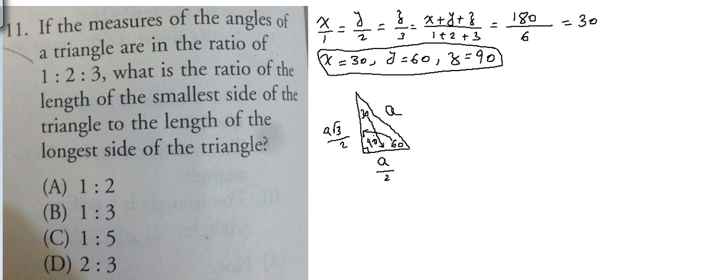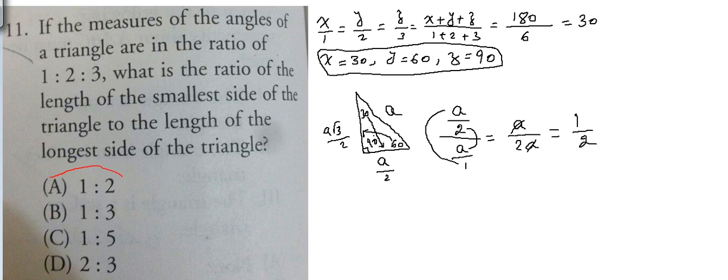So what is the smallest length? For sure, it's the side facing the smallest angle. And what is the largest length? The longest side is the hypotenuse that faces the highest angle. So the ratio of the smallest side to the longest side will be half in this case. So part 1 is correct. Yes, part 1 is correct, the correct answer, 1 over 2.